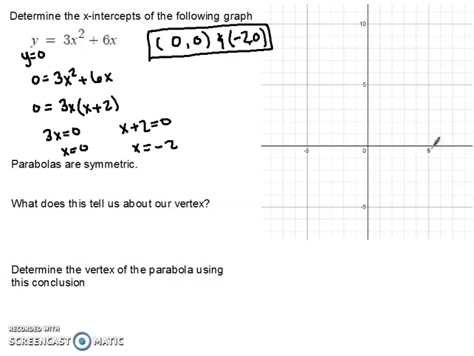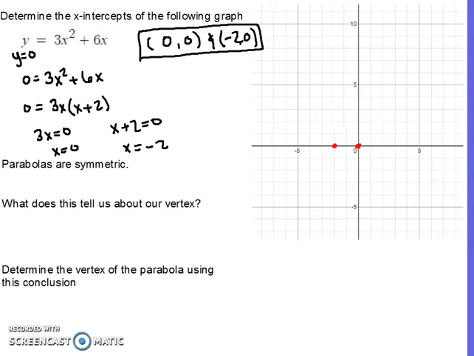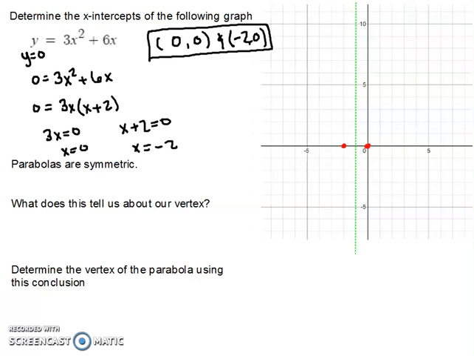To place these on my graph, I have an x-intercept here at the origin and one also at (negative 2, 0). We know that parabolas are symmetric. So that tells us, since parabolas are symmetric, that our vertex must be somewhere exactly in the middle of those 2 points. So it must lie somewhere on that green line. So what I'm going to think about is taking the distance between these 2 points and then cutting it in half to figure out what this x value of my parabola is.